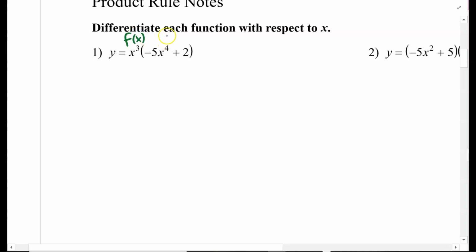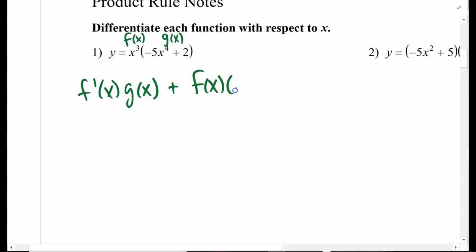And so it's very important that you're able to identify what your two functions are. So in this case, you have f of x and g of x. We'll just generally note them. And so we want to take the derivative of the first times the second plus the first times the derivative of the second. Alright, so we're also going to have to use the power rule when doing this.